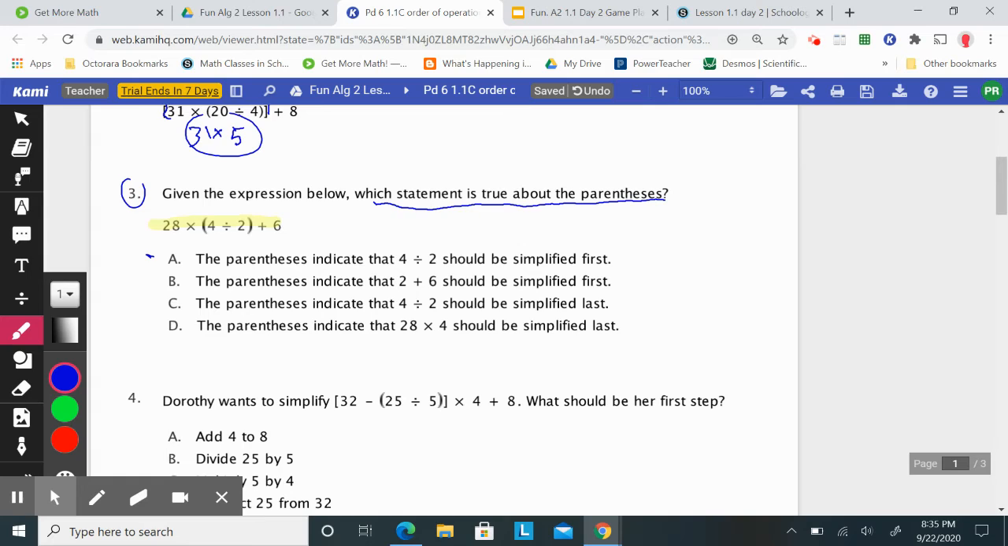A, the parentheses indicate that 4 divided by 2 should be simplified first. B, the parentheses indicate that 2 plus 6 should be simplified first. C, the parentheses indicate that 4 divided by 2 should be simplified last. And D, the parentheses indicate that 28 times 4 should be simplified last. Well, the only right one, parentheses tell you to do that first. So that would be letter A. So you type in letter A.